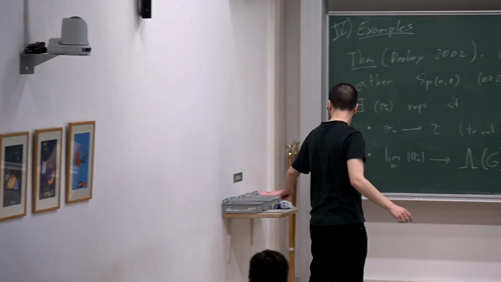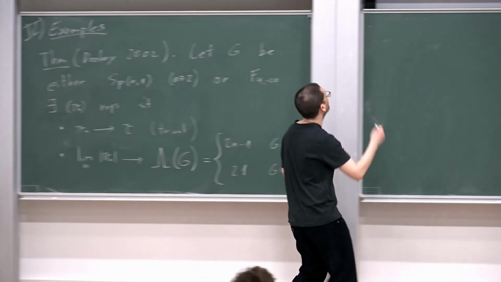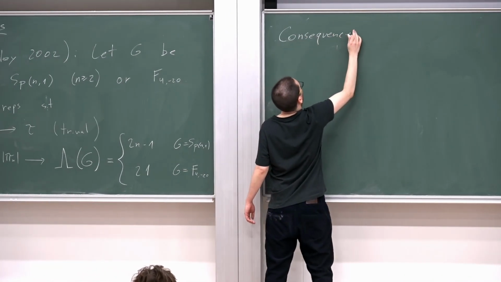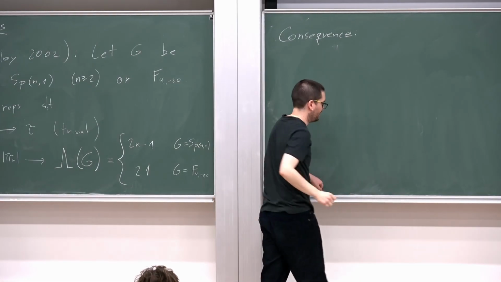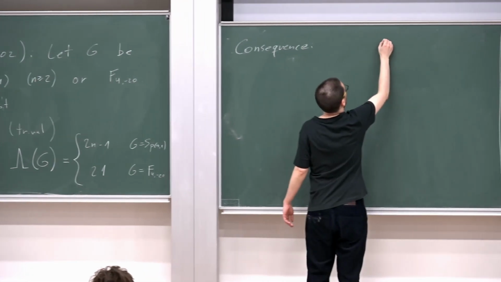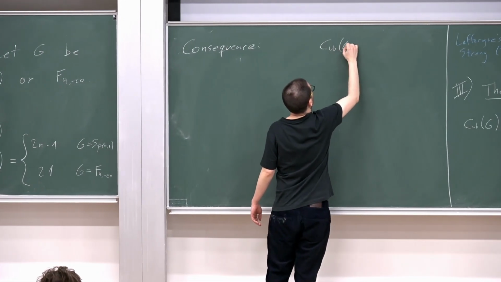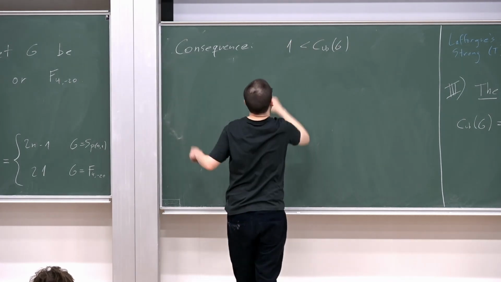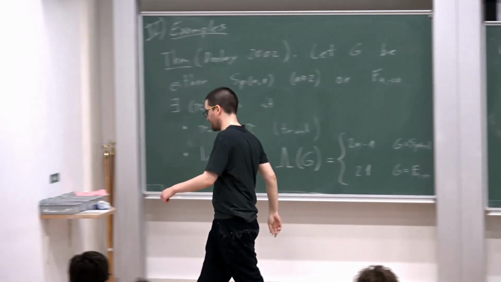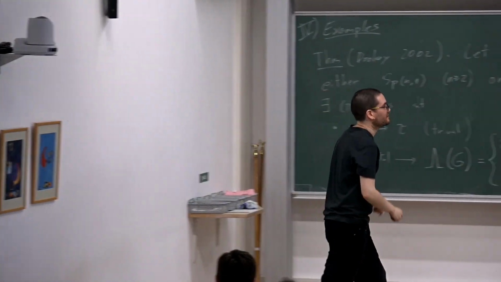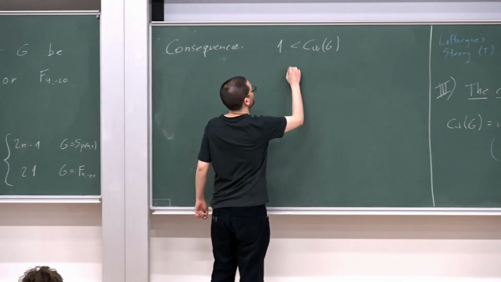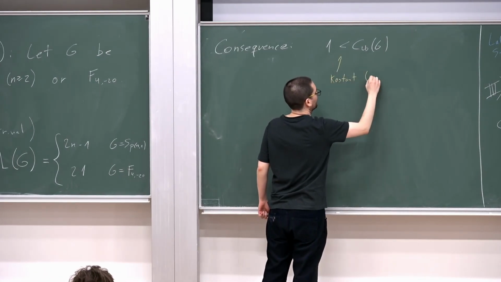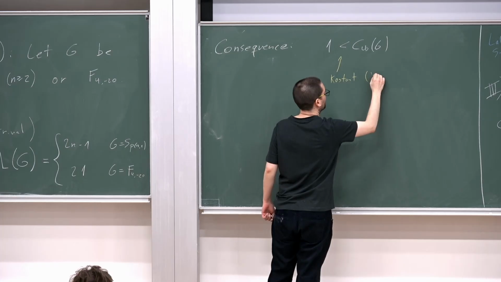Okay, so the consequence of this is that this constant CUB of G for those groups is bounded below by 1. This is just the fact that these groups have property T, so this has been known for a long time. In 71, I think.